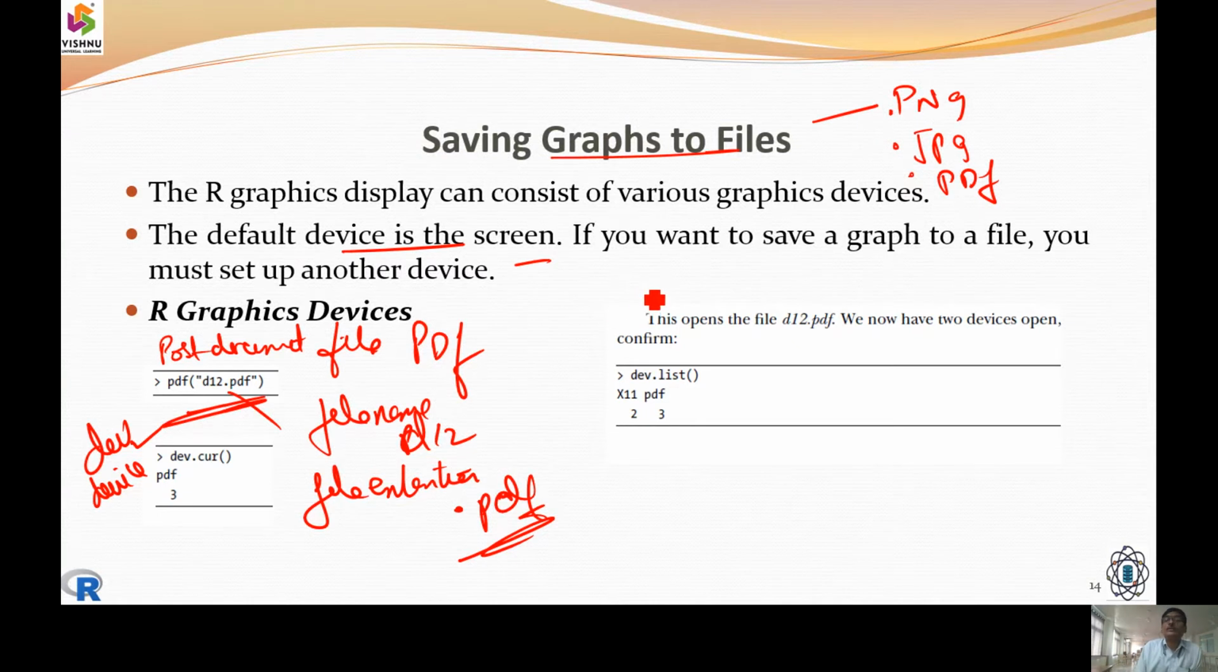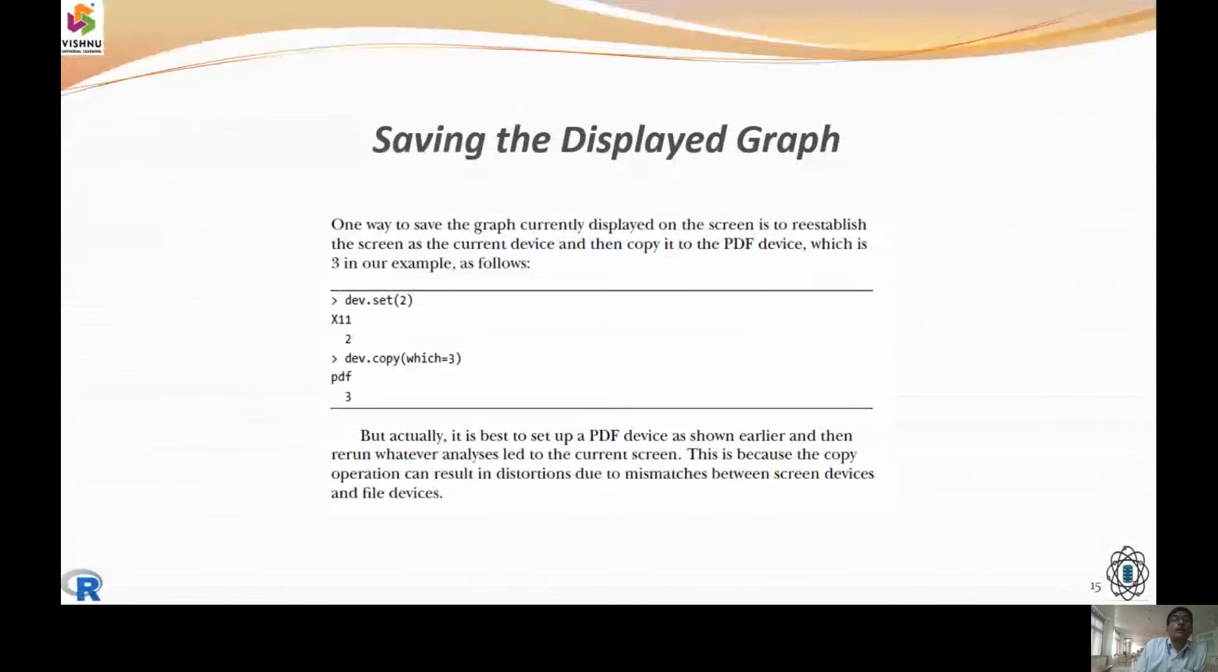If you want to save this in another file, you must set up another file. For that, we are going to use a device with CUR. And of course, this is the content to be displayed. Now when we open the file, we will get this d12.pdf and the content inside that file.